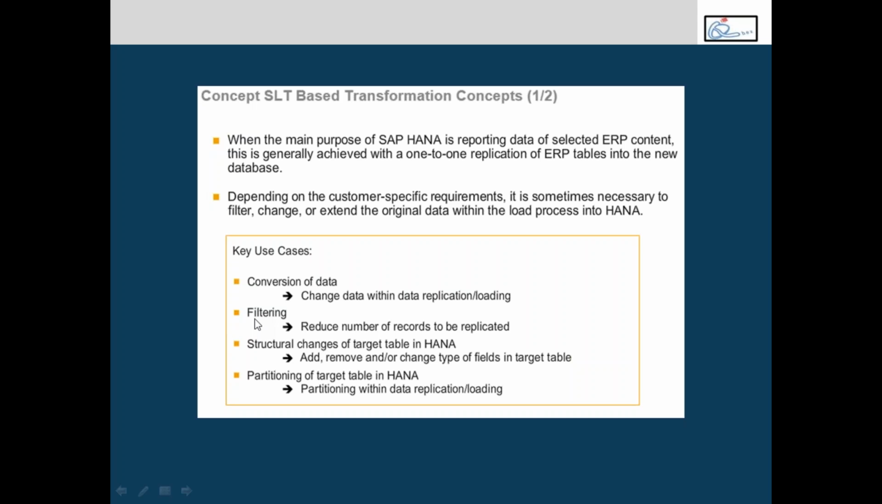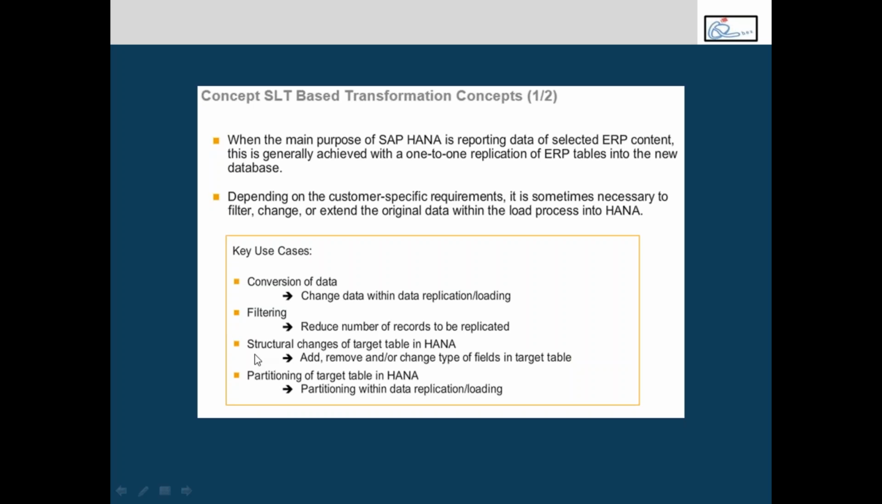Say you would like to filter out some records. Let's say there are a lot of records, and you just want to extract only certain records of a table. We can do filtering, and also structural changes. Let's say in the source the table has got 5 fields, and in HANA you want to have 6 fields, or you want to remove some field in HANA. So you can do some structural changes to the target table. Whenever you replicate, it is automatically creating a table in HANA similar to your source. We have the flexibility of changing the definition of the table getting created in HANA.